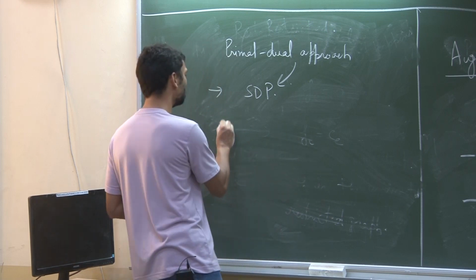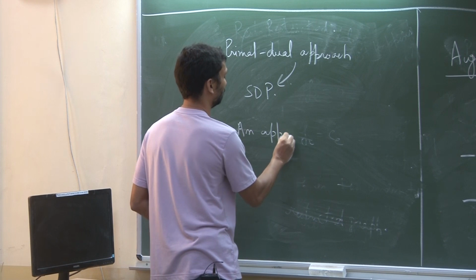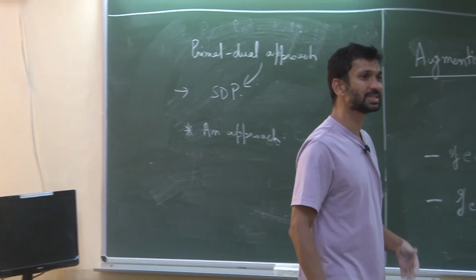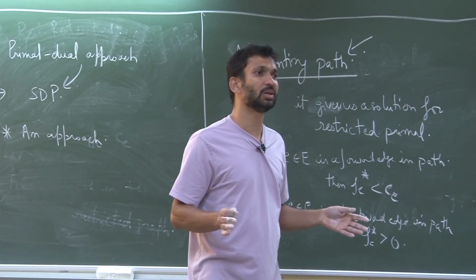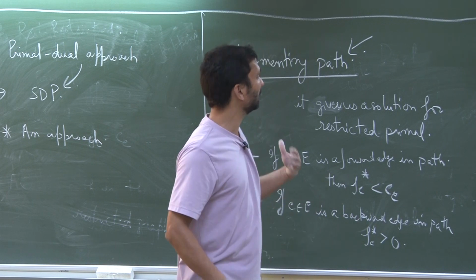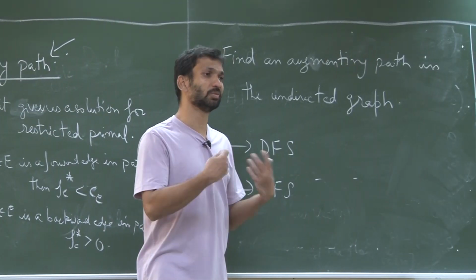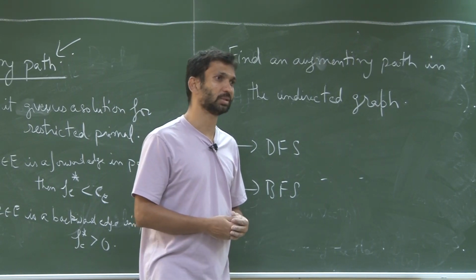Again, an important point is, it's an approach. I wouldn't call it an algorithm. In some cases, it's worthwhile to take this approach. In some cases, it doesn't help us. Specifically in MaxFlow, when we take this approach, the restricted primal turns out to be something which we know from before. It is this idea of augmenting path.